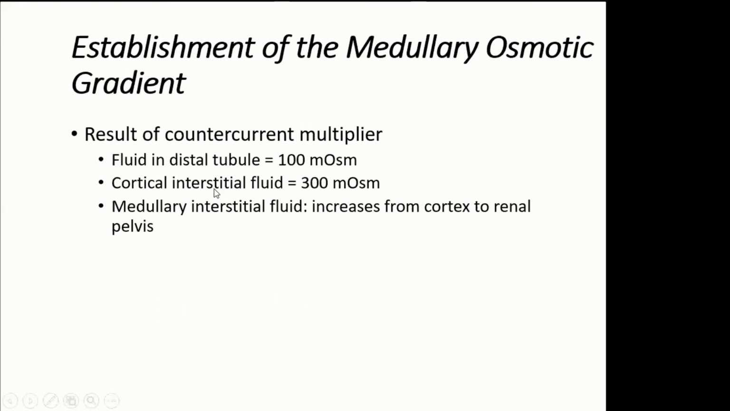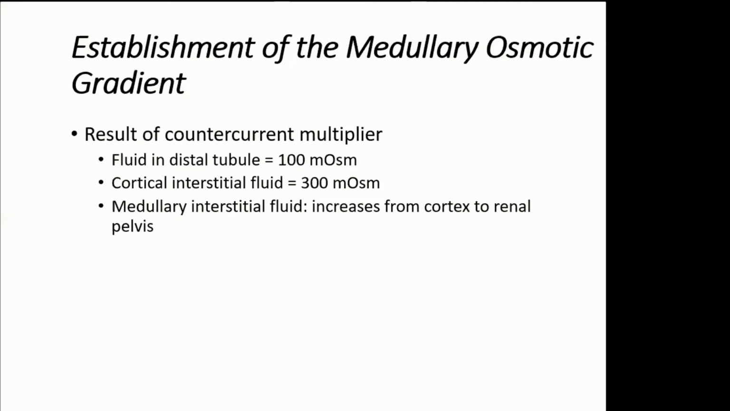And in the cortical interstitial fluid, we have an osmolarity of 300 milliosmoles, as I've said a couple of times. That's what we saw in the proximal tubule, plus the paratubular fluid, which itself was part of the cortex. So all of the cortex is going to be at 300 milliosmoles. But the medulla is going to have a gradient across the medulla.